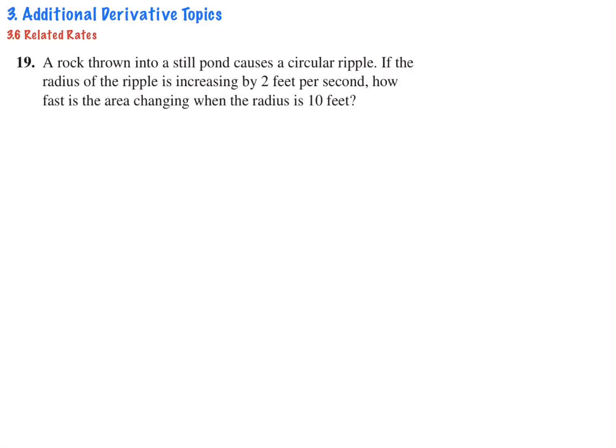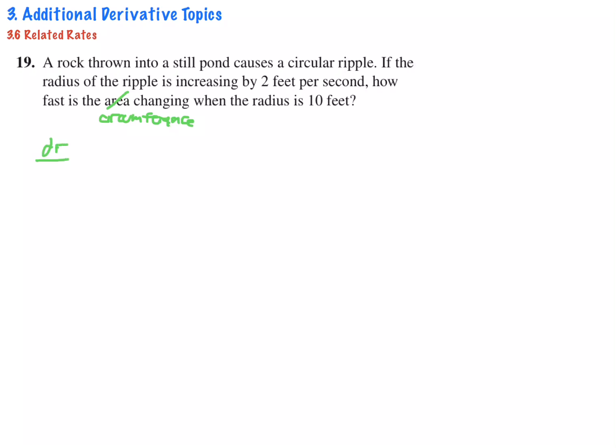This is one example of a related rates problem from your textbook, number 19, but I'm going to change this to use the circumference instead of area. So I'll put it as a circumference, but the idea is the same. Okay, a rock thrown into a still pond causes a circular ripple, and the radius of the ripple is increasing by 2 feet per second. So try to identify those kinds of things.